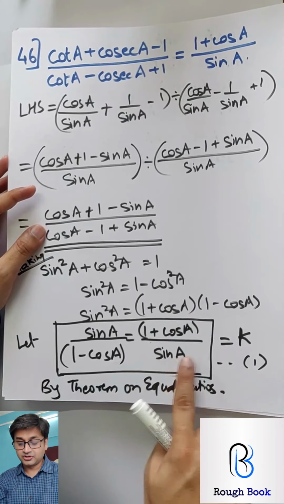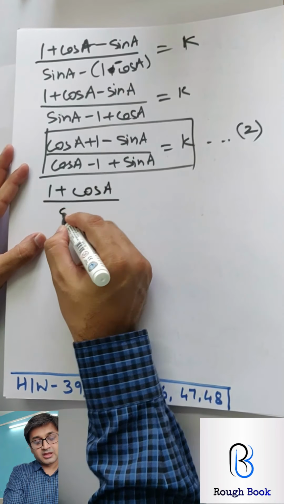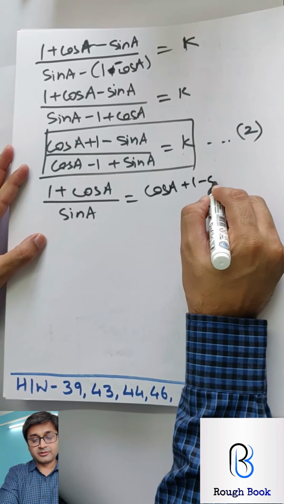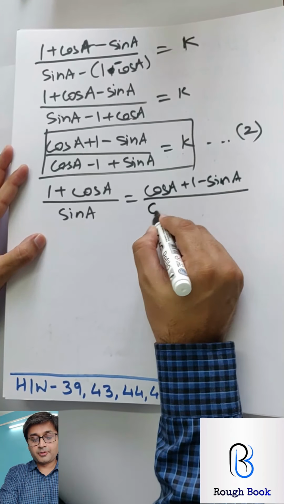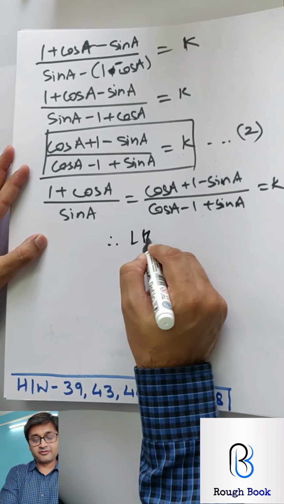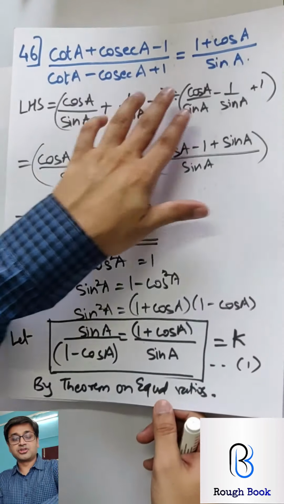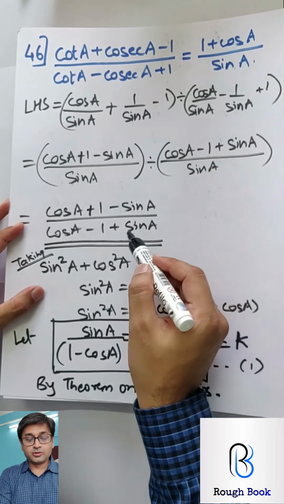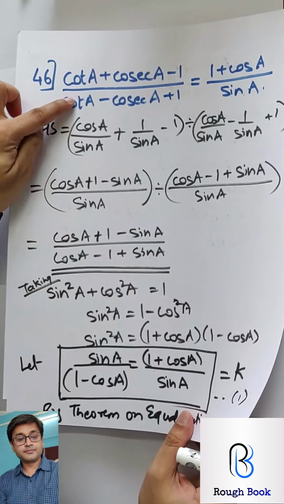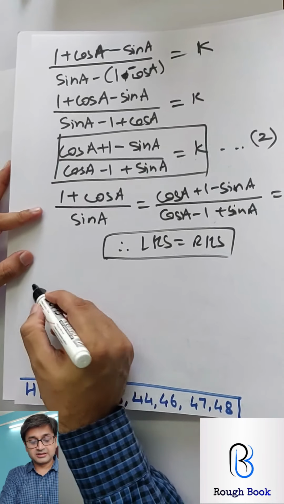That means this part, which is equal to k, 1 plus cos A upon sin A, is equal to this part, which is also equal to k, cos A plus 1 minus sin A upon cos A minus 1 plus sin A is equal to k. And therefore LHS matches with RHS, because this is what your question is, right? Because see, this is equal to this, which we just now proved here, and this is equal to this one. So therefore both are equal to each other. So in the end, if you want, you can say therefore.